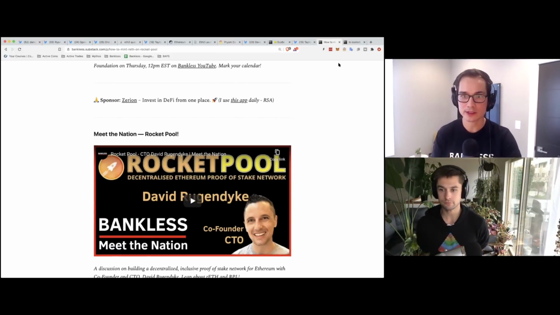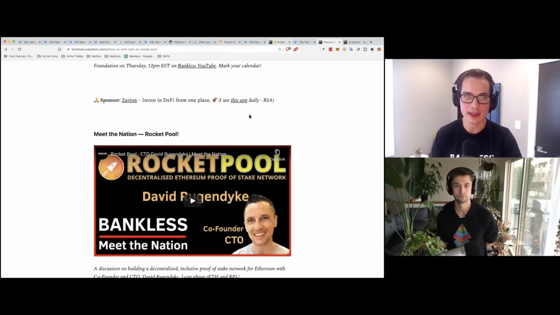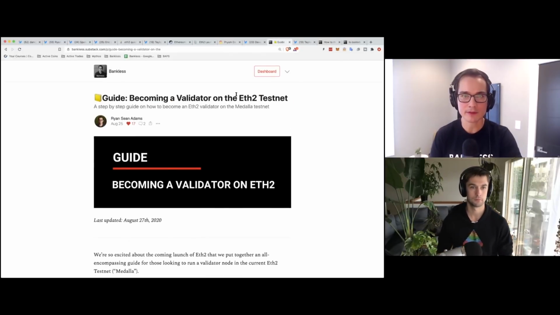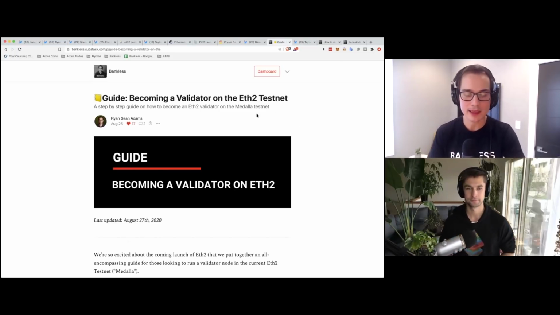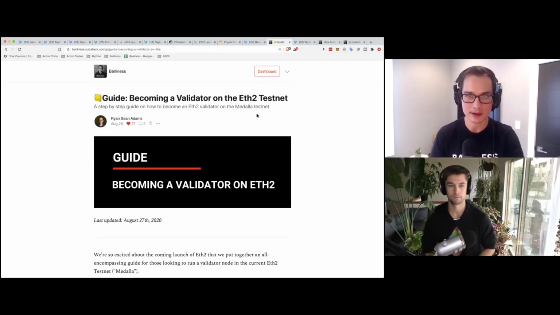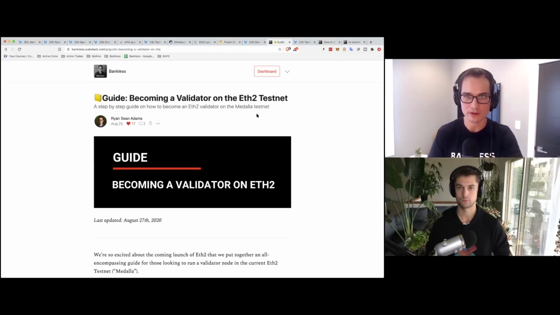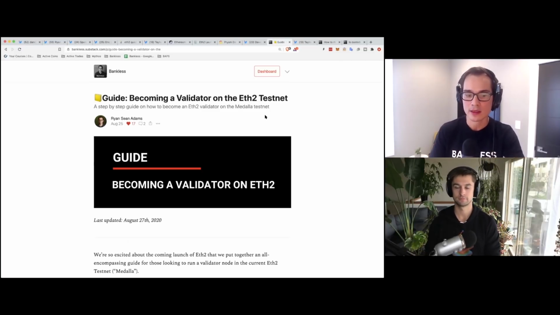Two other resources that we're coming out with. So we've got a how to become a validator on the ETH2 testnet on Bankless. We will include a link to that. You can look at the testnet, but we are updating this for mainnet here shortly. So we'll have a mainnet version for you as well at some point. Subscribe to the program, you will receive that as well.